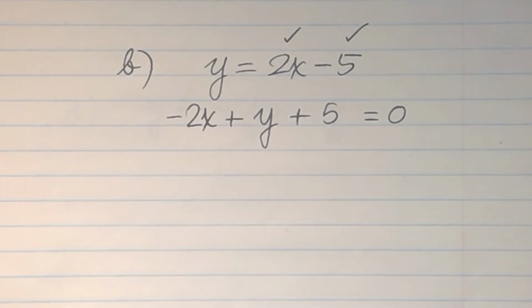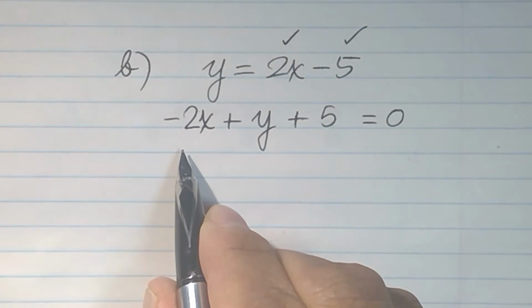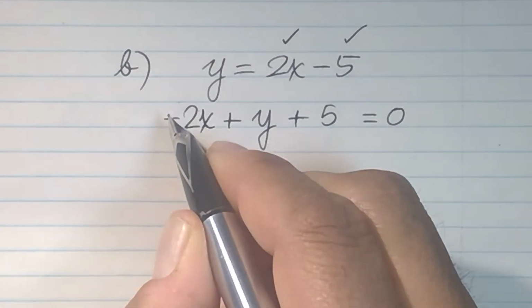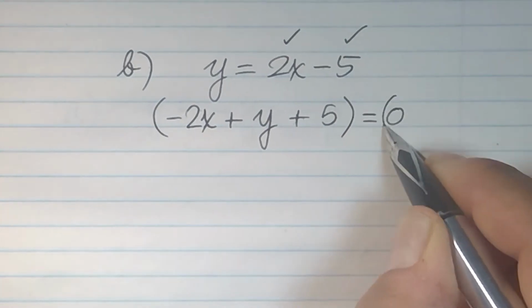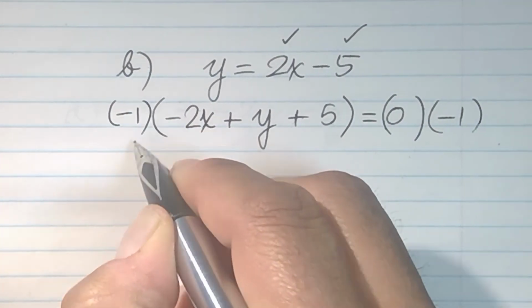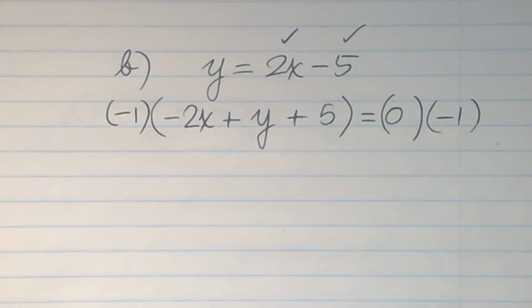Now the only thing to do is make sure that the leading coefficient is positive. So this is negative 2x. When you're changing the sign, you're multiplying both sides by negative 1. That's the operation, in case you were wondering what happened.